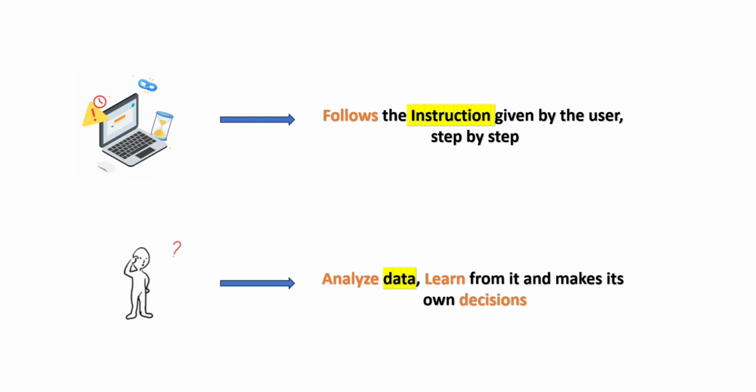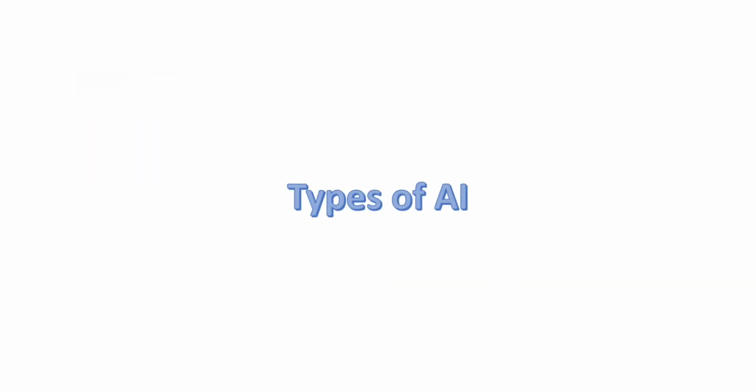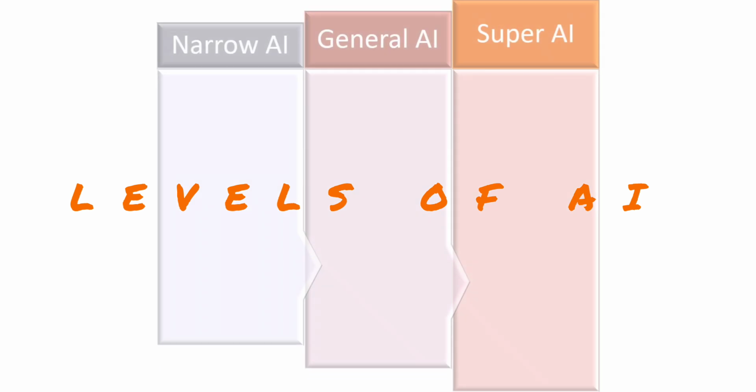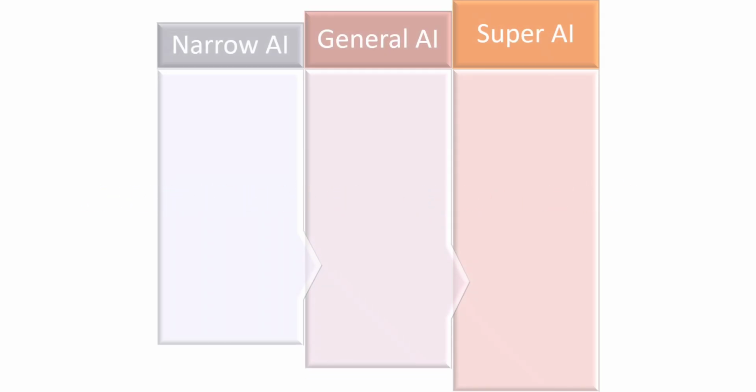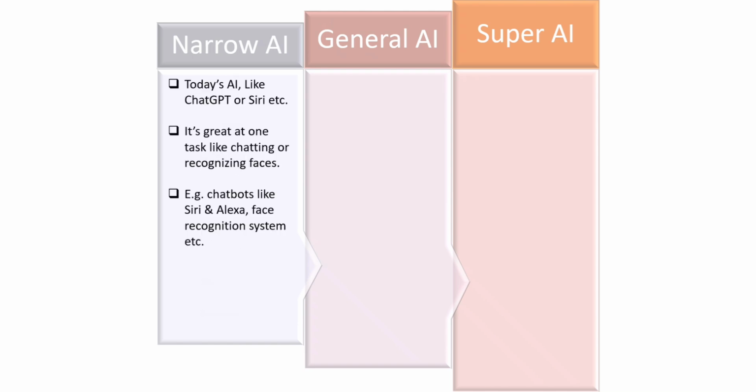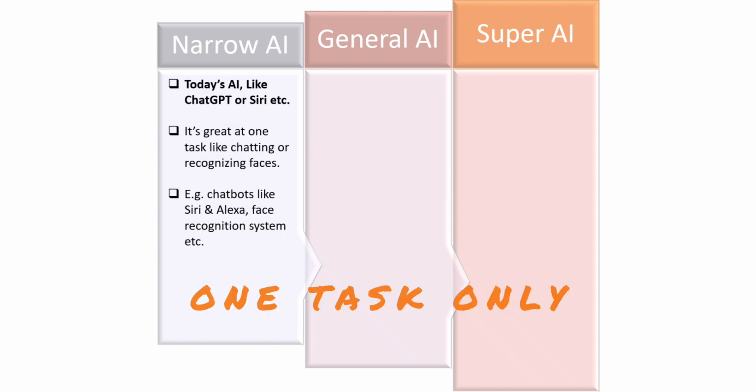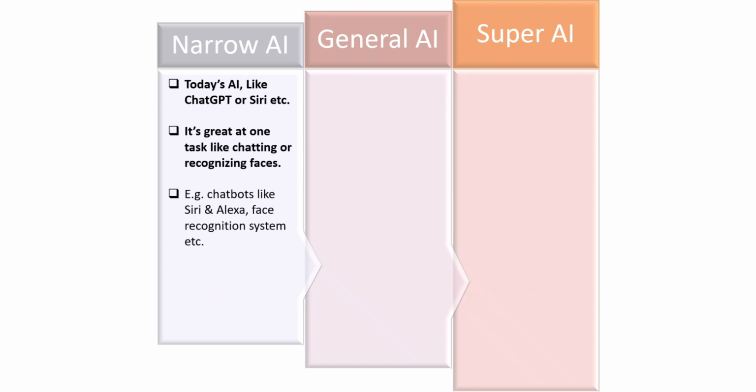Next, types of artificial intelligence. There are three types. These are also called levels of AI, by the way. The first one is narrow AI, second is general AI, and third is super AI. Narrow AI is basically a weak AI. Alright, so it's great at doing one task, only one task at a time, nothing much. Okay, for example, ChatGPT. ChatGPT is usually used to just chat, right? Nothing much.